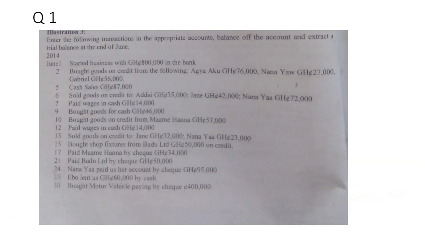So the first transaction is started business with 800,000 Ghana cedis in the bank. Now for this particular one, there are two accounts involved, a capital account and then the bank account. Okay, when you start business with 800,000 Ghana cedis in the bank, there are two accounts, the capital account and then the bank account. So let's prepare them.